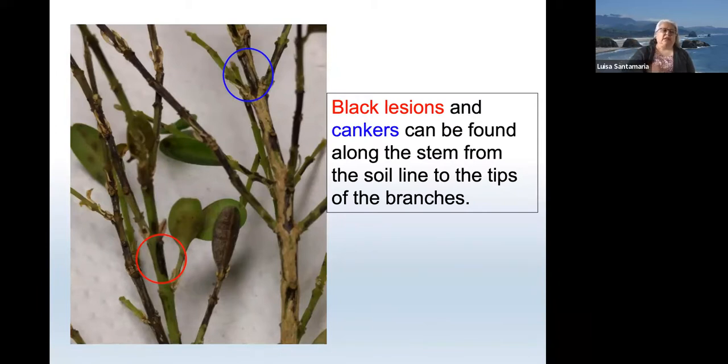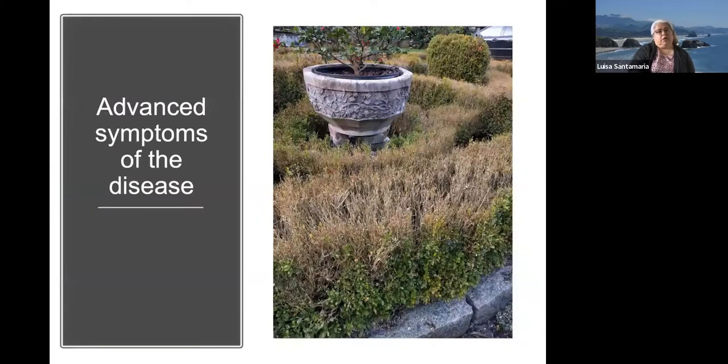Sometimes it's good to check the bottom branches, going up to the top branches, and you will find them in any place of the plant, really. But it's something that clearly helps us to identify the problem. So I'm talking about these advanced symptoms. That's how the plants could look when they are really infected.